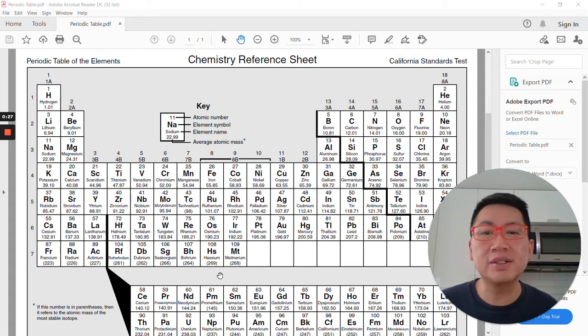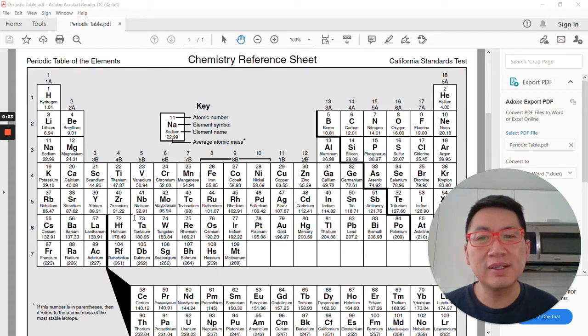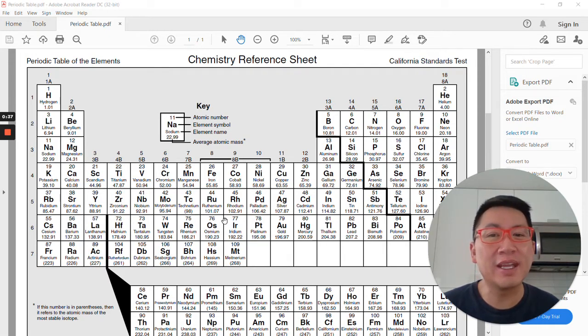The very first thing you have to do is to memorize the first 40 elements. And hold on, before you're like, oh my goodness, I have to know all these numbers, no, just the symbols and names. That's it. So I'm going to read the first 40 of them. Hydrogen is H. H is hydrogen. That's all you need to know.